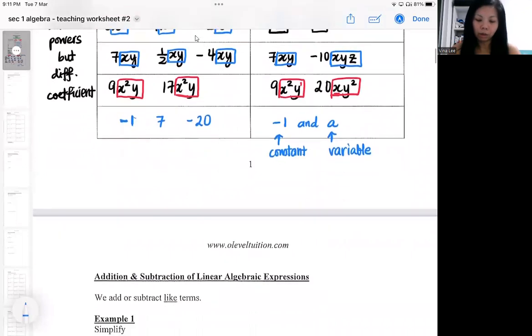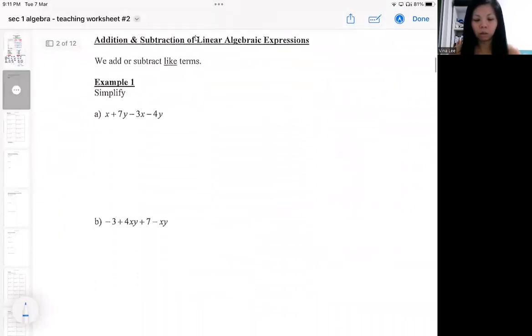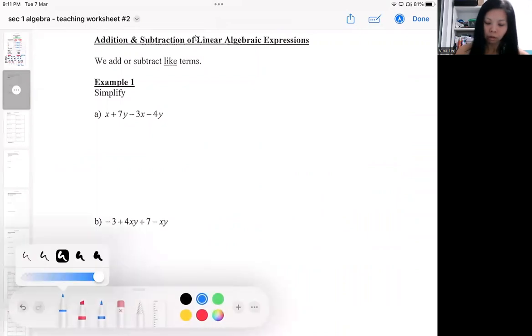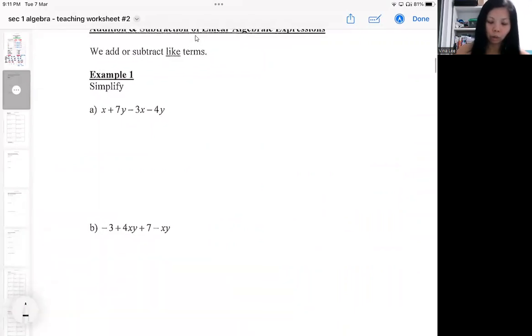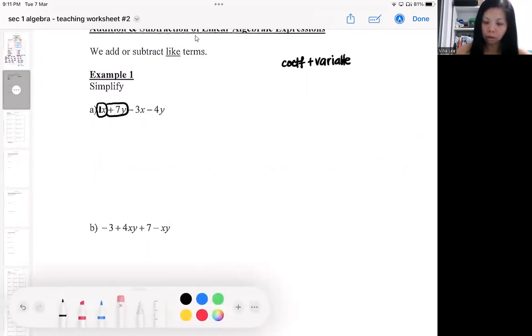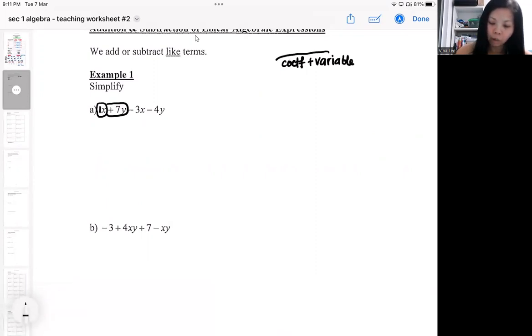Okay, so with this, I'm going to show you a very simple example. How are we going to add? For a start, I would suggest that you bubble up the terms. So when I bubble up x, it means it's 1x. This one is a 7y. Remember, a coefficient plus a variable becomes a term. So you circle up one term. One circle is like one term.